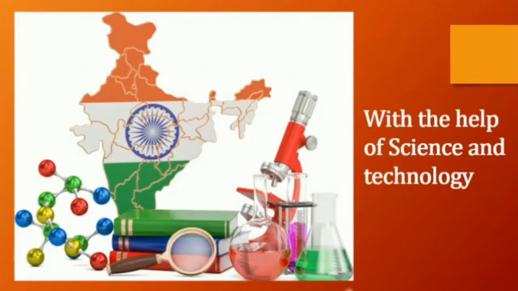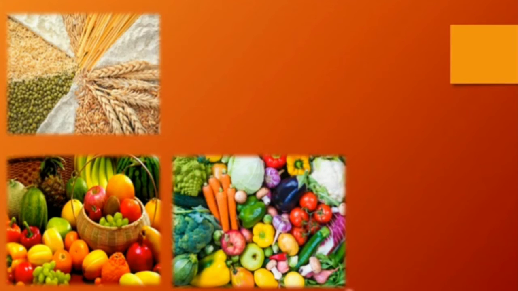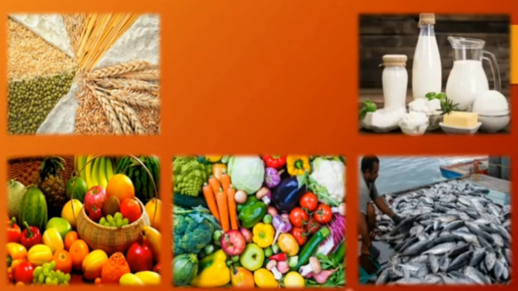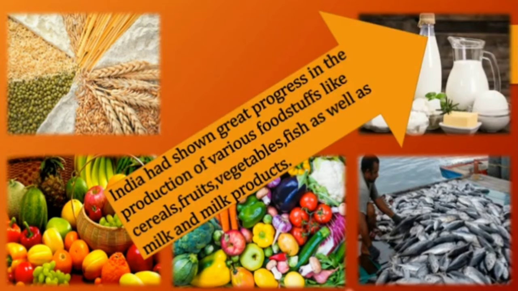Now, with the help of science and technology, India has shown great progress in the production of various foodstuffs like cereals, fruits, vegetables, fish, as well as milk and milk products.